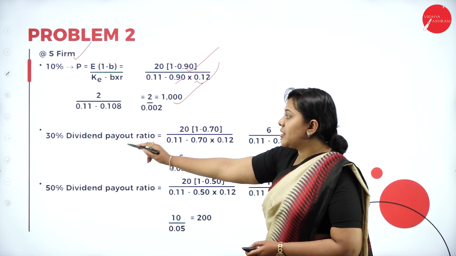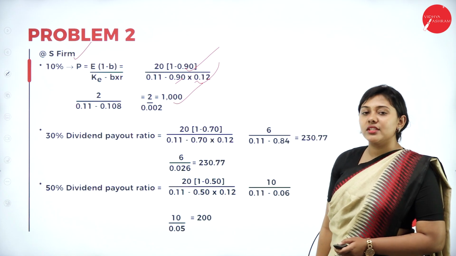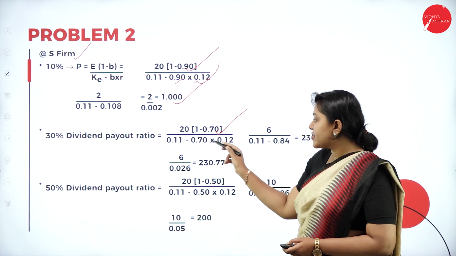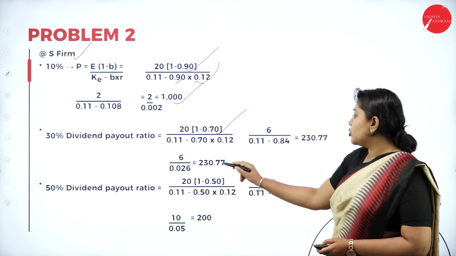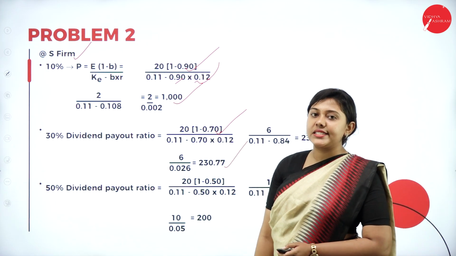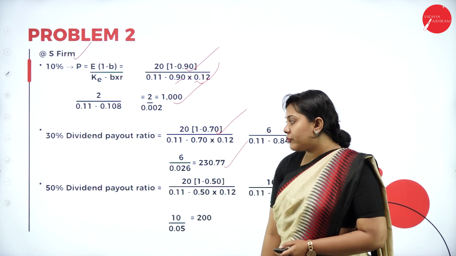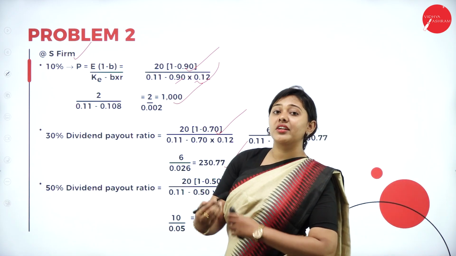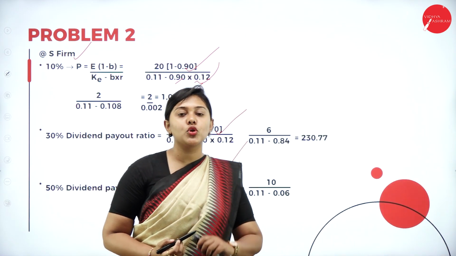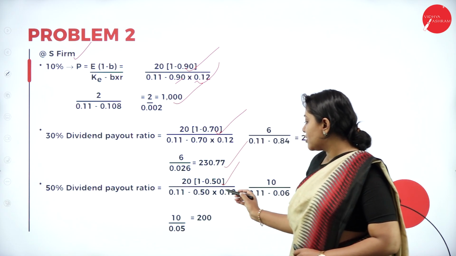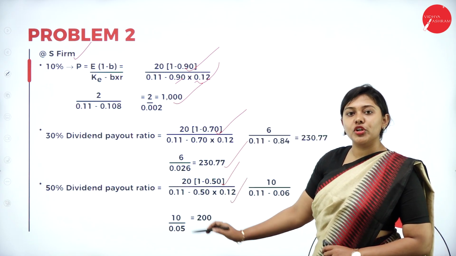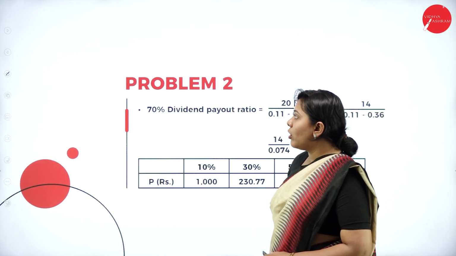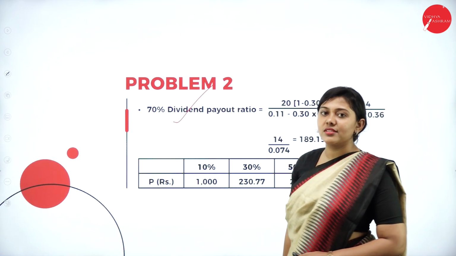Next, for the 30% dividend payout ratio, it will be 70%, 0.70 with the same return. If you substitute the value, you get the answer as 230.77. Moving forward, 50% dividend payout ratio, and if it is 50% dividend payout ratio, your retention ratio will also be how much? It is also 50%. So 50% with the same internal rate of return, if you substitute the value into your calculator, the answer you get is 200.